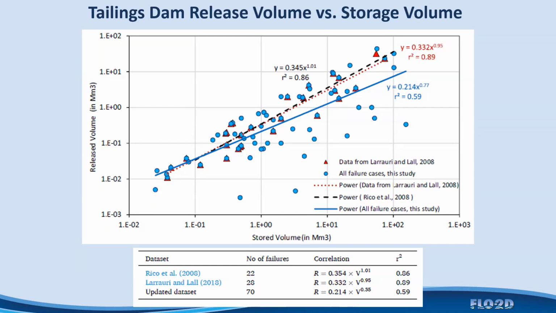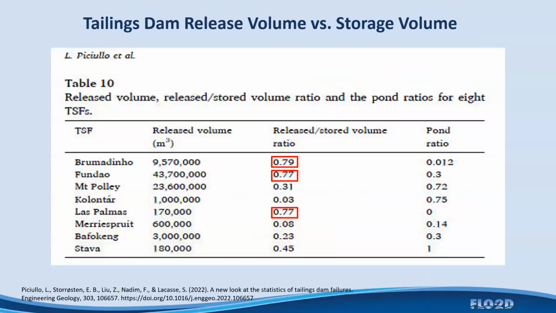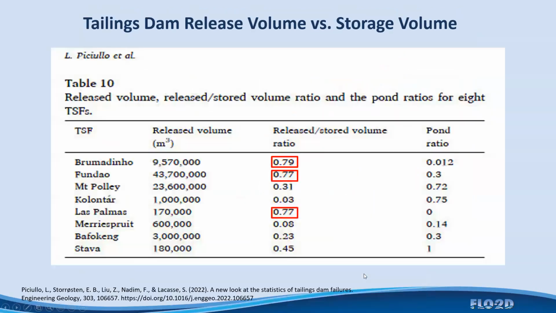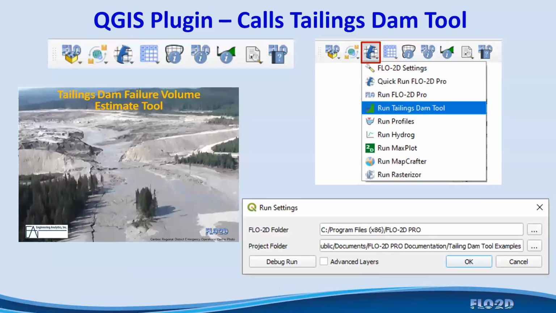To do all these correlations, as I mentioned before, they recompute the volumes and they use extended cases. Some of those extended cases are the tailings dam failure for Brumadinho, for example, from Las Palmas, Fundao Dam, and different cases. So all this data is used in one of these equations to estimate again the correlation equation for this updated data set. And we have that in the tailings dam tool now.